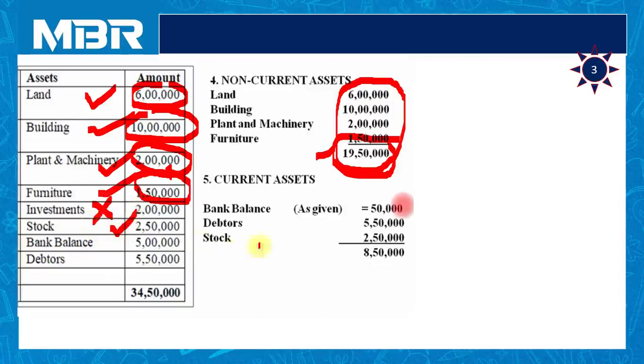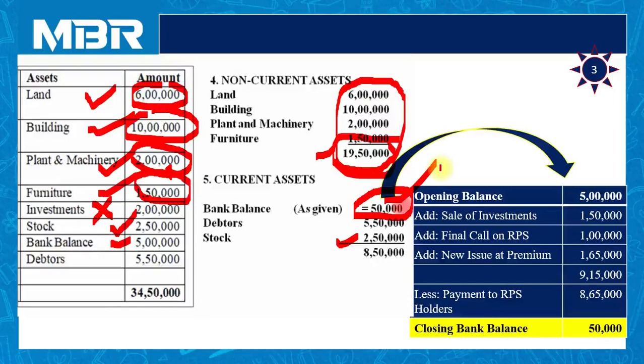The first item in current asset is stock. The amount of stock is 2,50,000. Then the bank balance. Without any calculation, you can directly put 50,000 rupees as the closing bank balance. Check the additional information part of the question. The examiner has clearly given that the amount of bank balance to be maintained in the books of account at the end of the RPS redemption process is rupees 50,000. So if you don't want to calculate, you can put it directly.